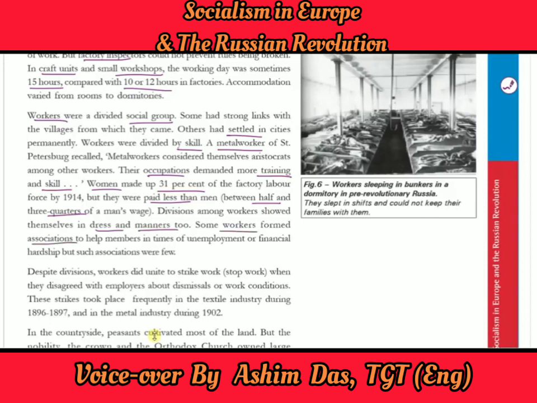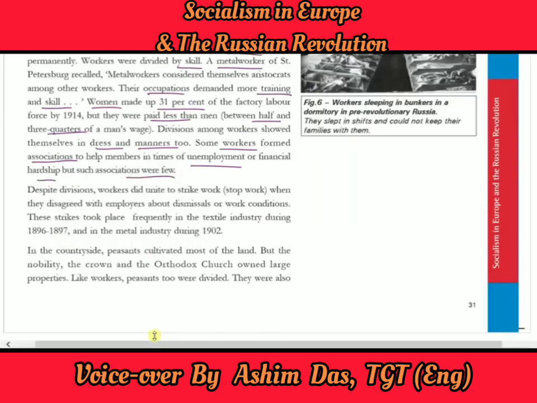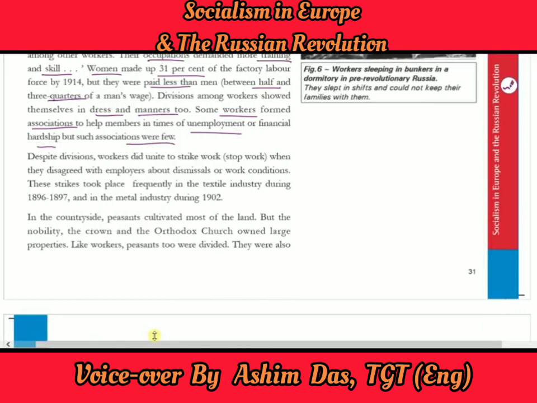Divisions among the workers showed themselves in dress and manners also. Some workers formed associations or groups to help the members in times of unemployment or financial hardship, but such associations were very few, and the workers had to suffer a lot whenever there was a problem of unemployment. Let us go down and see.